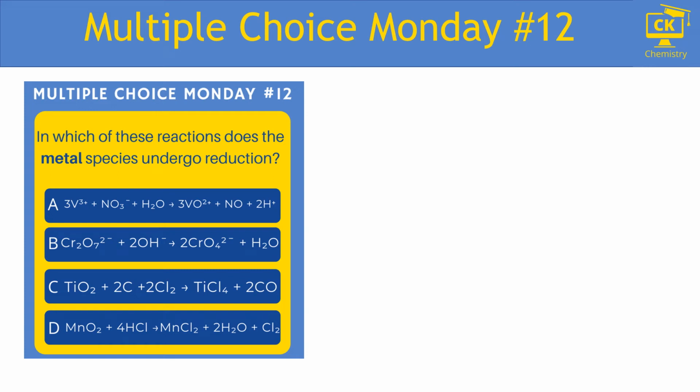Here's this week's multiple choice Monday, and the correct answer was D, in working out which of these reactions the metal species undergoes reduction. Now, it's really helpful that we know that we're looking for the metal species, and these are all transition metals, so they all have a lot of reactions where they have multiple oxidation numbers.